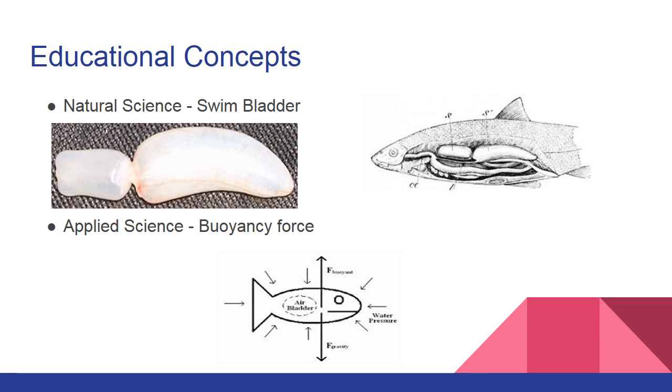The swim bladder is an internal gas-filled organ that controls the amount of gas fish store inside their body, which controls the buoyancy force to balance the weight of the fish and counteract water pressure. By doing this, they can maintain their current water depth without wasting energy swimming. We are going to demonstrate this concept using a very simple engineering design.